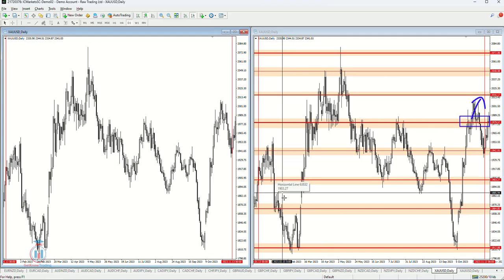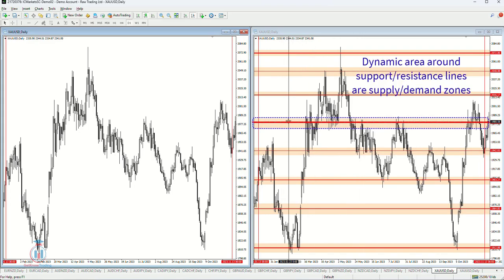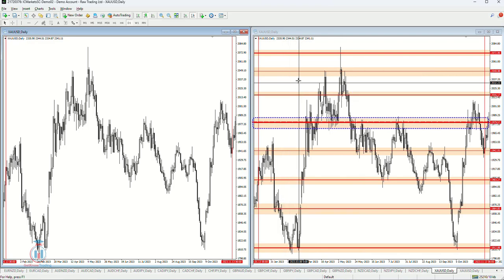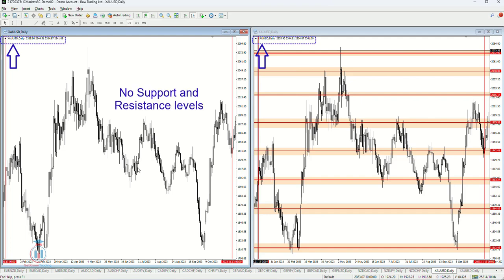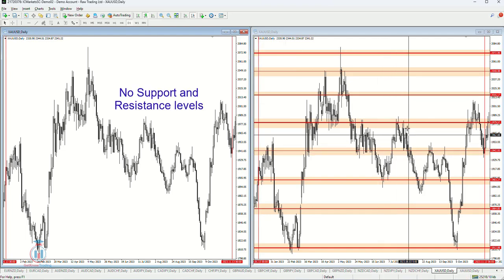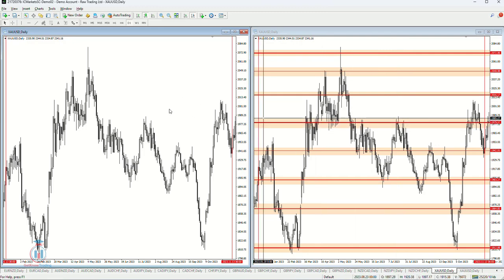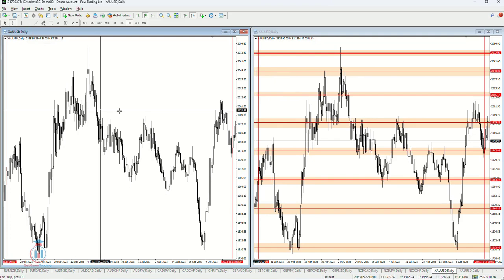On the right side, it will be a solution showing how the chart looks when you have horizontal support and resistance lines, and also a dynamic area around these lines, which are supply and demand. This will be shown on the gold on the right side and on the gold on the left side. The left side is a completely empty, clean chart without any lines, and on the right side it will be a solution.